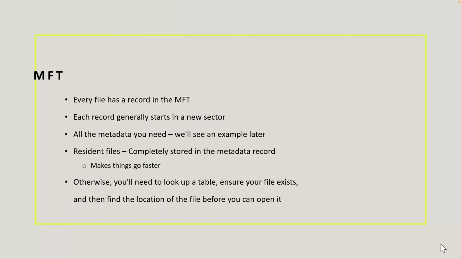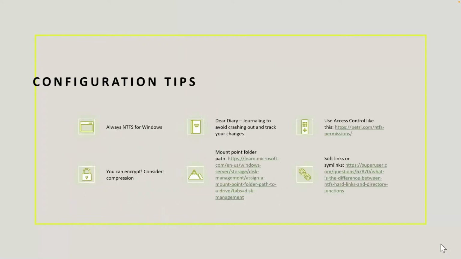In something like FAT, you would probably need to first find the location of a table. In that table, it will tell you whether your file exists. And then you have to go to another table that'll tell you where the location is. And then you have to go to that location and then you see the file. So that's much, much slower.